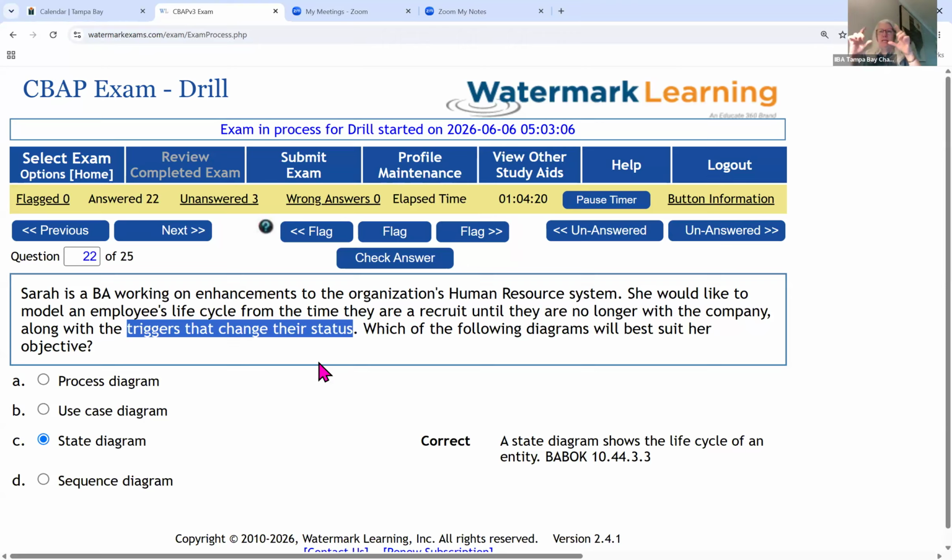And so they are in the state of employee not started yet, or something like that. So those are state diagrams. Does that make sense?